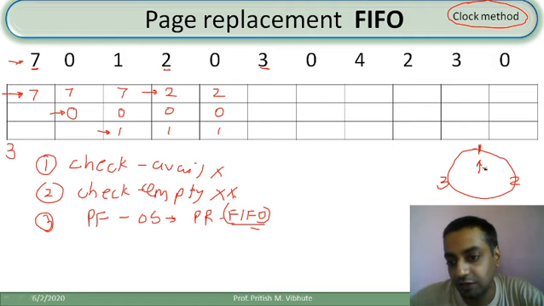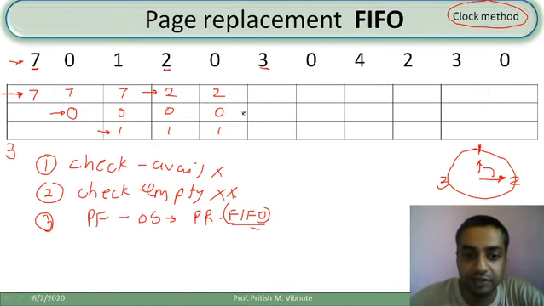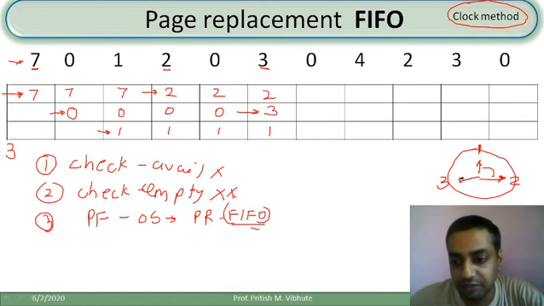Now see that the clock hand is advanced to the second location, so it will replace the second page. Don't see when that page arrived, how that page arrived, or what was the time when that page arrived. Don't think about that. Just replace the page which is at the second location. Now next time we will replace the page at the third location.